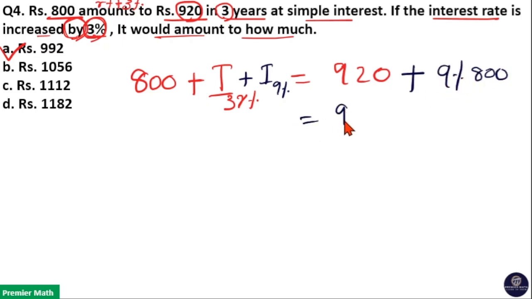So which is equal to 920 plus 72, 992. So option A is your answer.